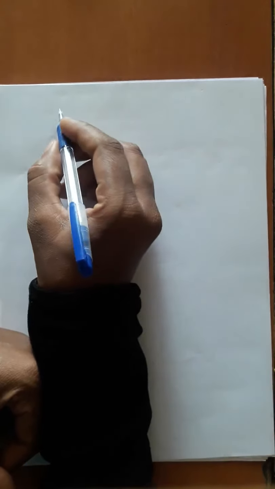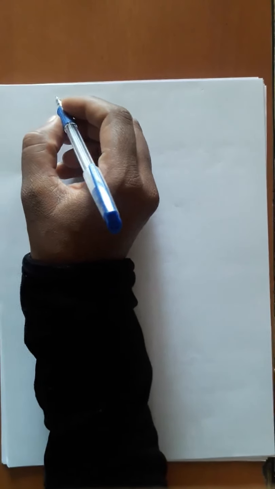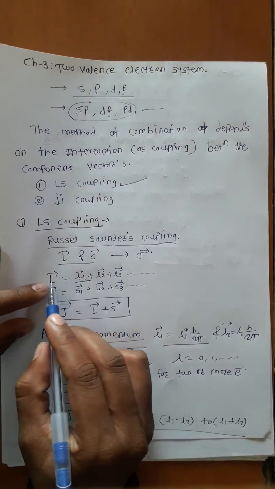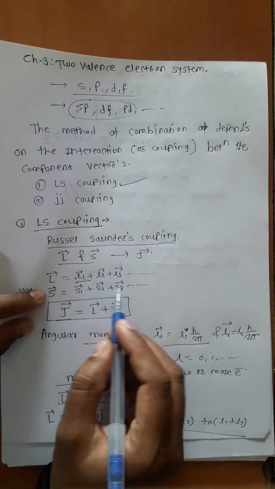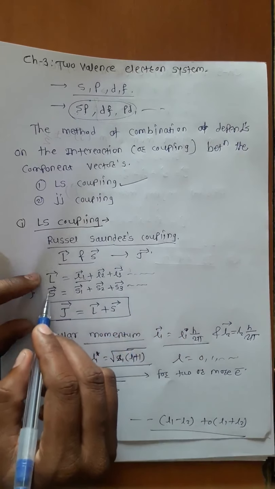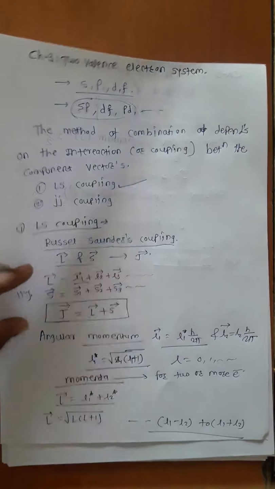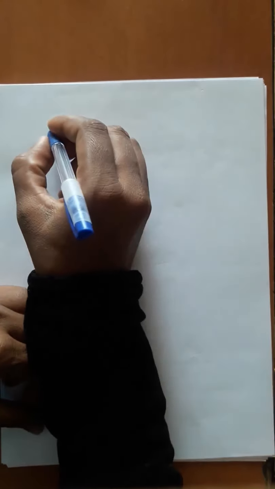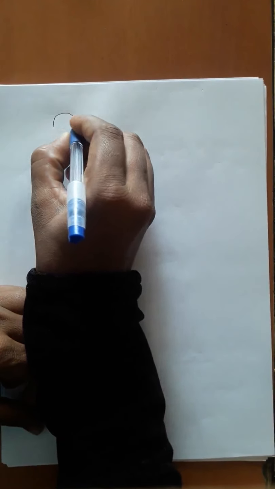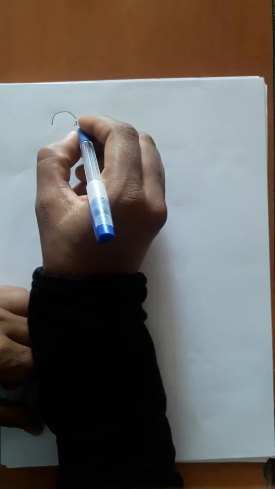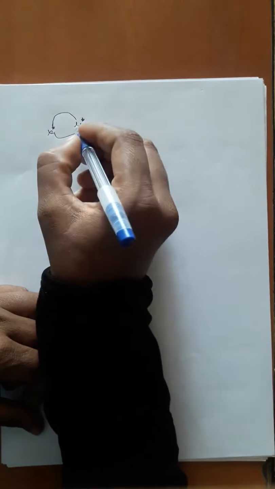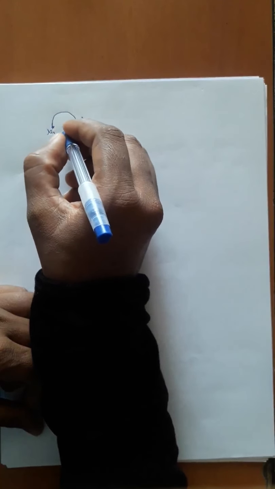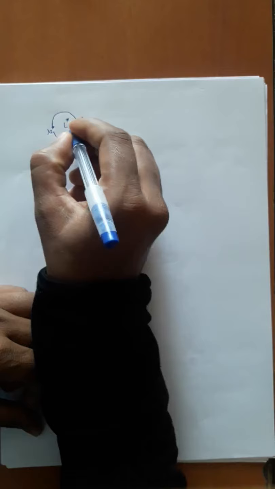How is the LS coupling formed? This L bar is a combination of L1, L2 and L3 and so on, and S bar is a combination of S1, S2 and S3. And this L bar plus S bar gives the resultant J bar. Now I will write the diagram here: this is the L1 star and this will be the L2 star. L1 star and L2 star give the resultant L star.